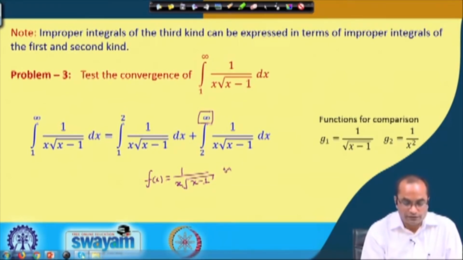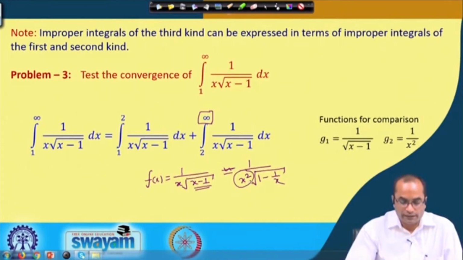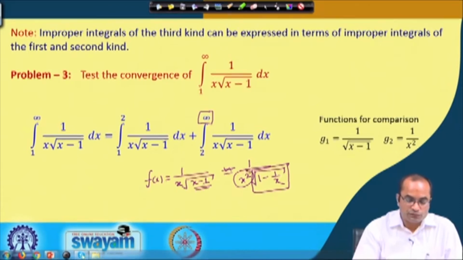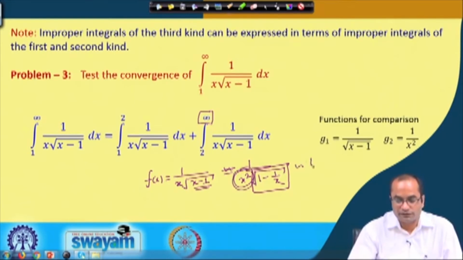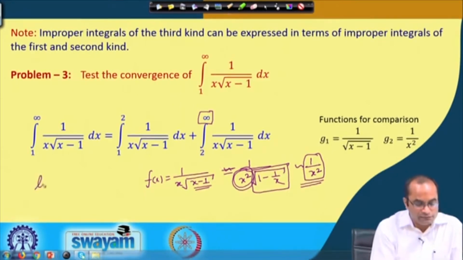First I will rewrite this as 1 over x square, and here I will take 1 over 1 minus 1 over x. Now, if we look at the behavior as x approaches infinity, this term is not creating trouble, because as x goes to infinity, this is 1, and so we have this x square. So, the behavior of this function is like 1 over x square as x approaches infinity. So, we got the function g as 1 over x square, and taking this g as 1 over x square, we take this limit for the comparison test.